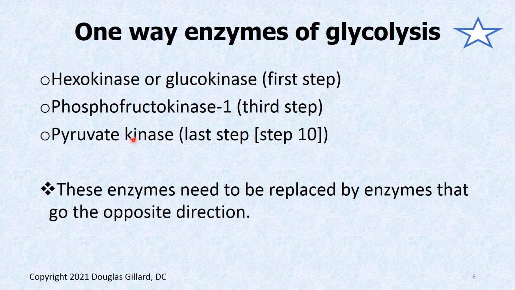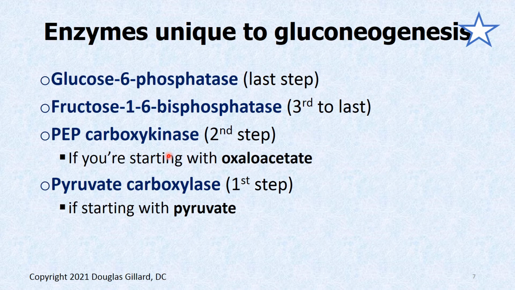The third step, phosphofructokinase 1, is another irreversible enzyme. It just goes one way. And then the very last step, pyruvate kinase, the making of pyruvate, which is the end phase of glycolysis. So in order to create gluconeogenesis, in order to make glucose, we need to replace these enzymes. And then actually a couple more too, but for sure we need to replace those.